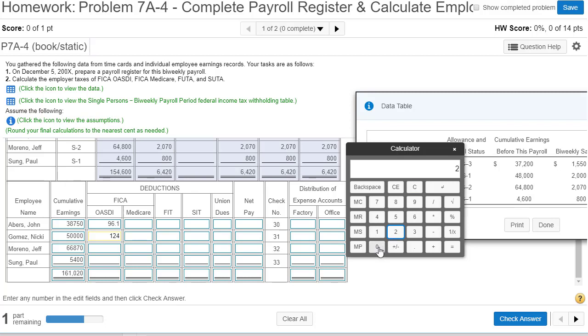So the number is 2070 gross times 6.2%, 128.34. Thanks to the student who was pointing out what I was doing wrong on the percentage sign on these calculators. And then we've got Paul, poor Paul, we got 800 bucks. I'll clear it. 800 times 6.2% gives us $49.60. We add those up, we get 398.04.